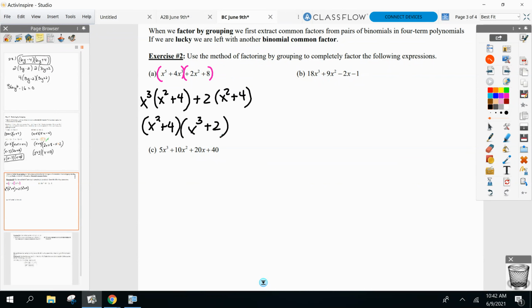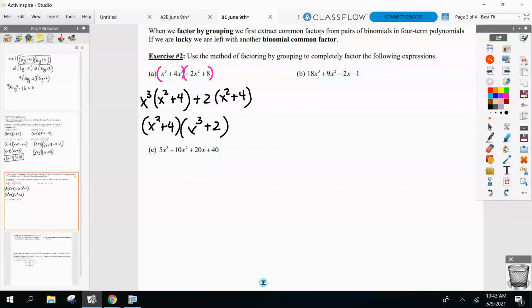So that x cubed does not go up there with the other GCF? No. And remember, I took my GCF out, right? I took my GCF out. Now I write inside the next parenthesis whatever's left over, which is x cubed plus 2.